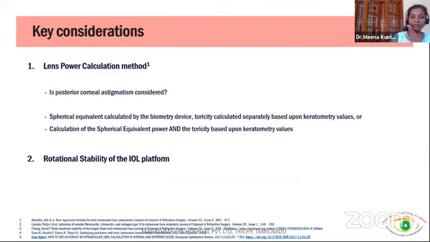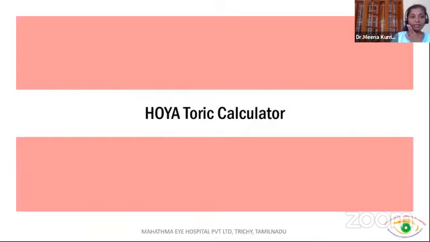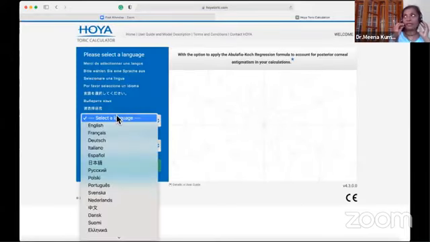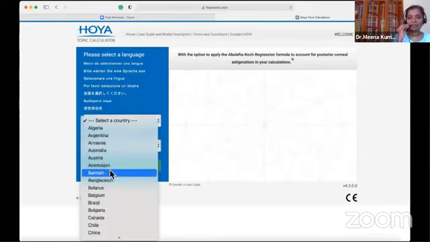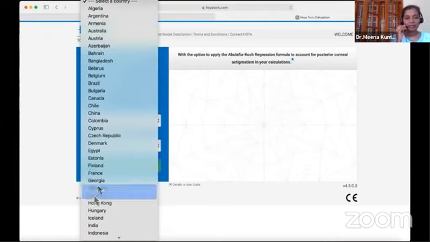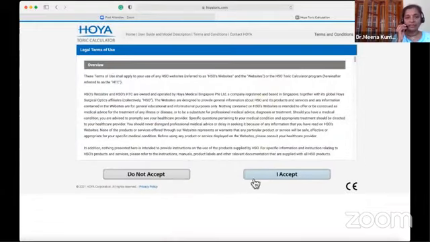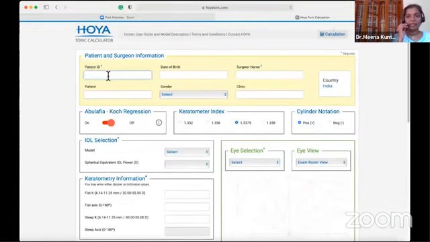Now the formula and the calculation device, how good the toric calculator is going to be in addressing all the issues. This is a very user-friendly and a very simple calculator wherein we use the Hoya toric online calculator not only preoperatively to decide on the toric, whether I have to opt for a toric IOL or not, and what model, especially in the low torics, then we proceed on to counseling the patients.